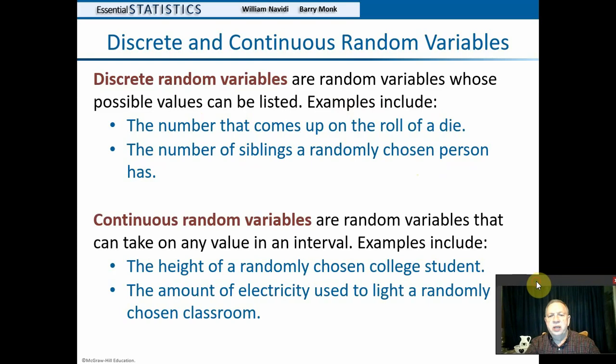Continuous random variables are random variables that can take on any value in an interval. Examples include the height of a randomly chosen college student, or the amount of electricity used to light a randomly chosen classroom.